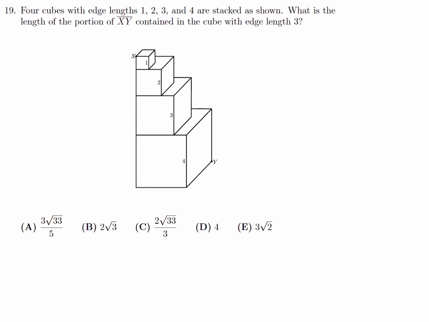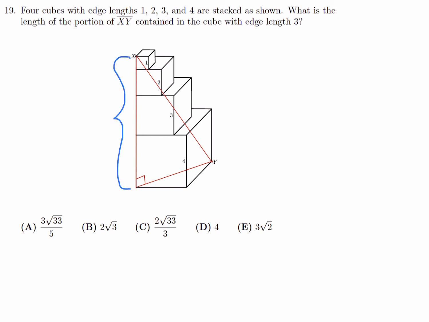Four cubes with edge lengths 1, 2, 3, 4 are stacked as shown. What is the length of the portion of XY contained in the cube with edge length 3? We want to draw a line from X to Y, and then figure out that distance. If I draw a line from there to there, you will notice, hopefully, that this is going to be a right angle, and therefore I can use this triangle to figure out XY.